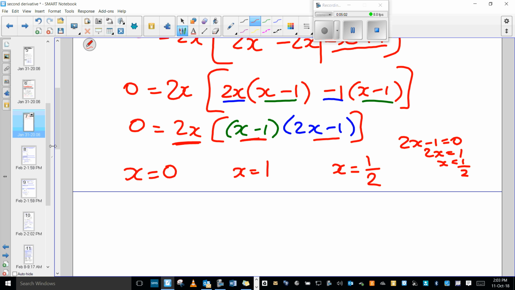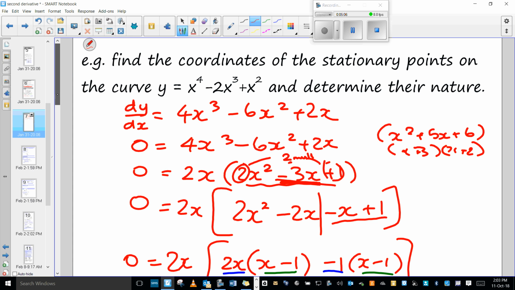Now, what does the question say? Do we have to find them all? Determine their nature. Should we just pretend we're not finding them? Let's just not find them. We'll just find when they occur.